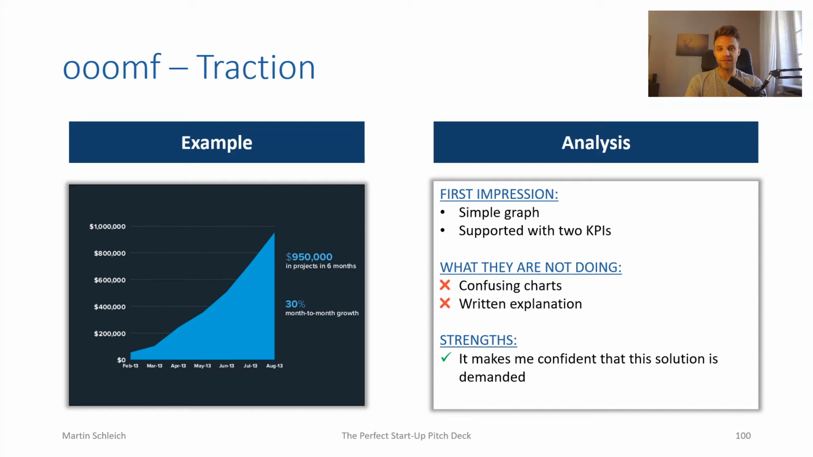That's a pretty simple slide, right? There is one graph, pretty simple. There are a couple of numbers. It goes back, I think, 6 months. And the graph is supported with two key numbers. One is the revenue, 950K US dollars, and they show me the month-on-month growth, 30%. That's a lot. That's strong growth.